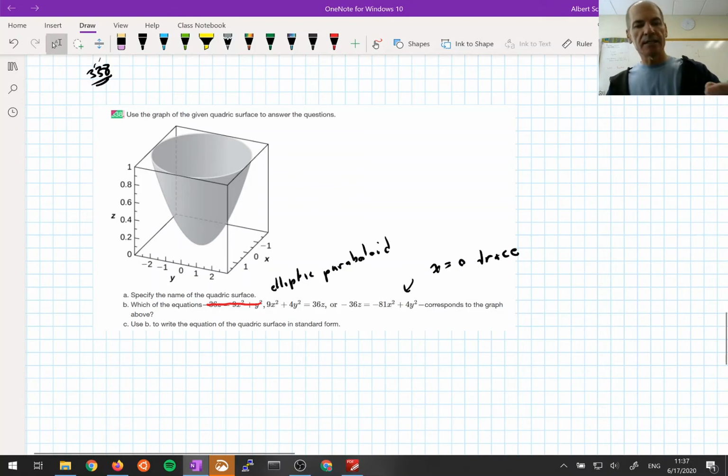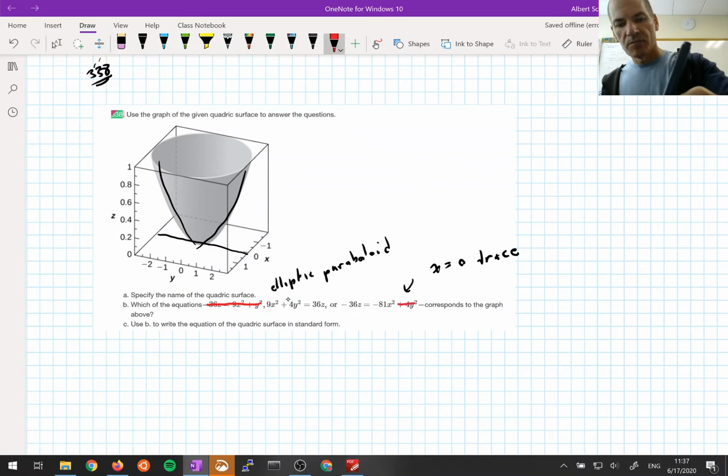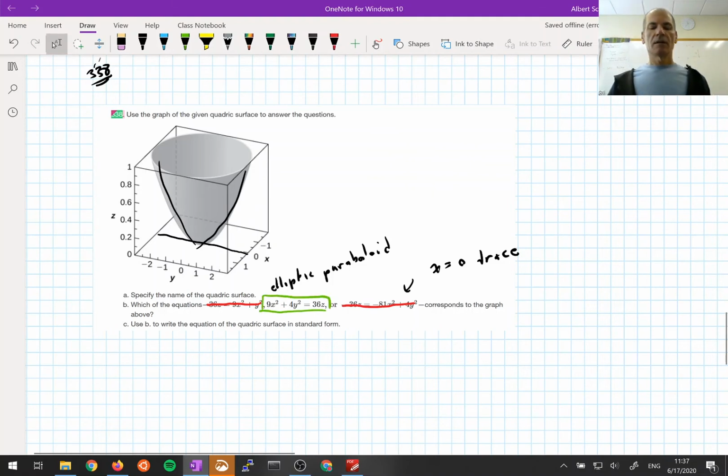Well, if you look at this trace along the x equals 0 slice, what does that look like? That's a parabola in this trace. And you see that parabola is opening upward, positive z values. So this, too, doesn't describe the surface that we're dealing with. Now, by process of elimination, we're left with this third equation, and that's the one that describes the surface.